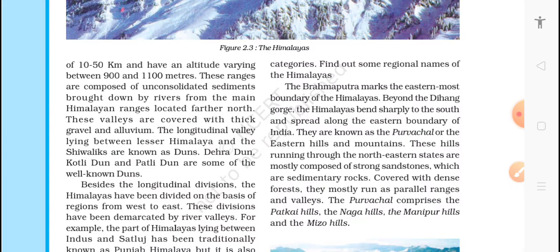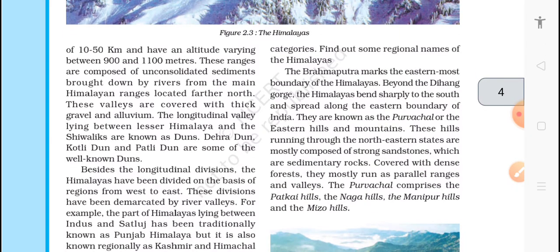So the flowing rivers bring many sediments, meaning small stones and small rocks, which get deposited. The valleys are covered with thick gravel and alluvium. The longitudinal valleys lying between the Lesser Himalaya and the Shivalik are known as duns. Dehradun, Kotli Dun and Patli Dun are some of the well-known duns.